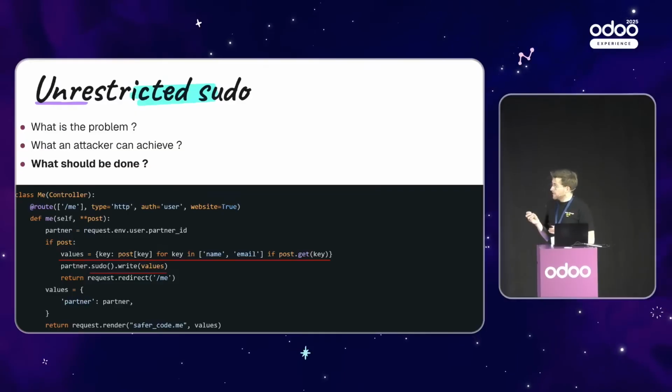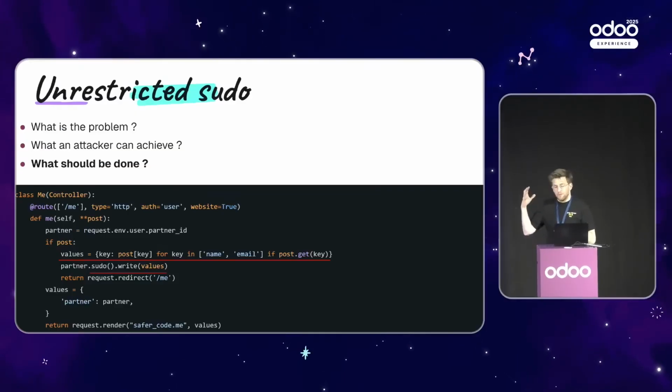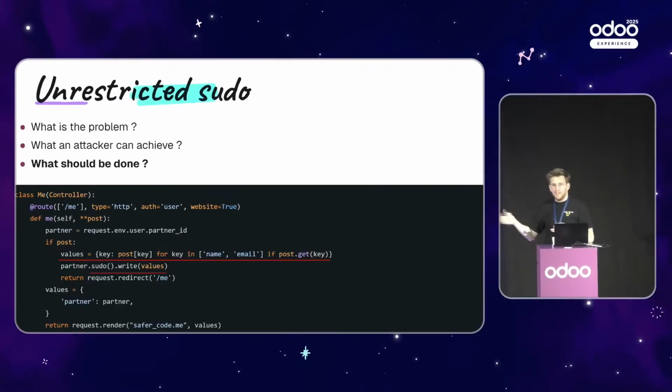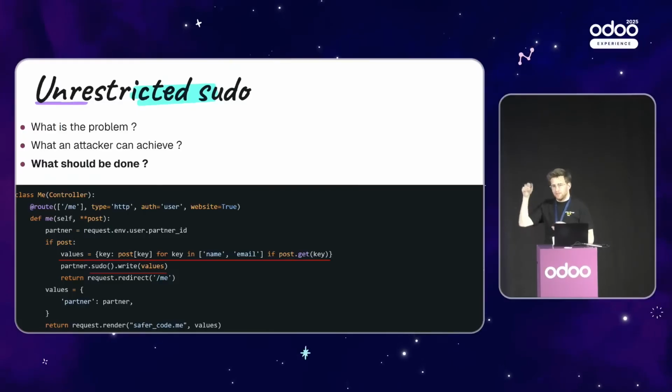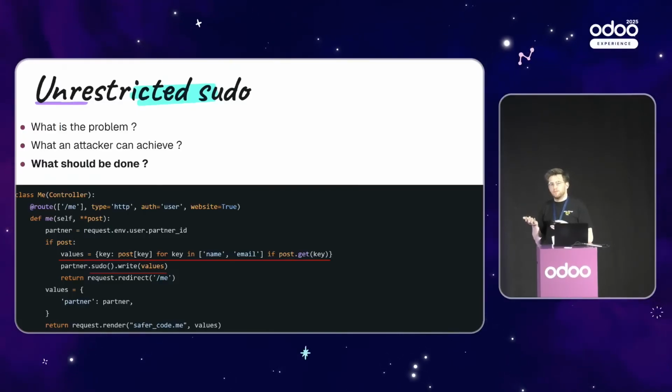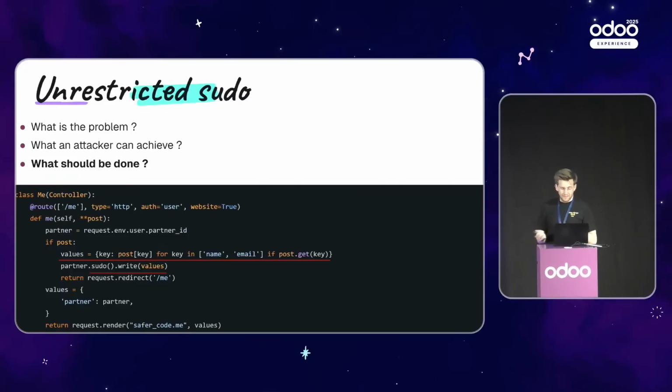And if we think about the feature which was behind this code, it was simply that in the user profile, a user should be able to change his own name and should be able to change his own email. But that's it, nothing else.